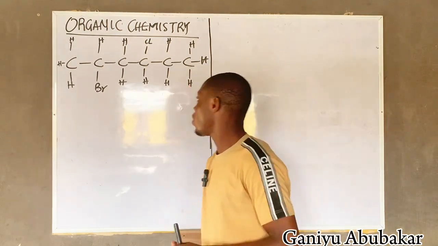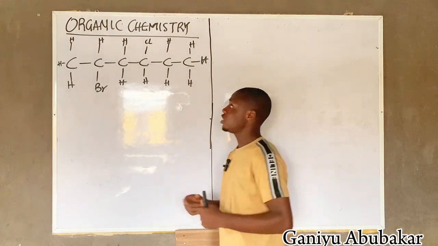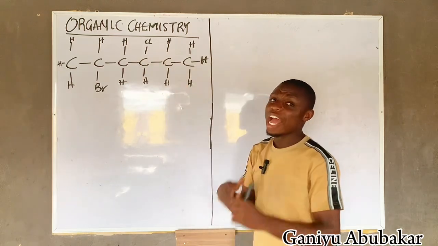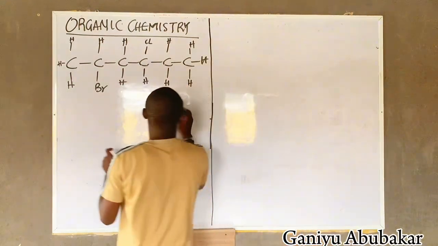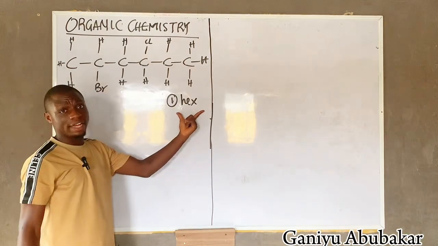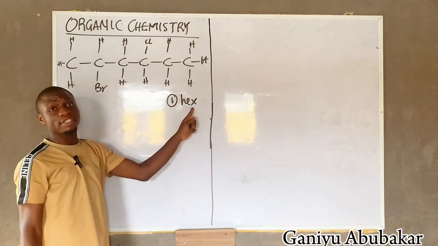First things first, our rule 1 says to count the longest continuous carbon chain. So this is one carbon atom, 1, 2, 3, 4, 5, 6. I have 6 carbon atoms here. So for 6 carbon atoms, call it what? Hexa. So that's 6. So rule 1, 6 is hexa.